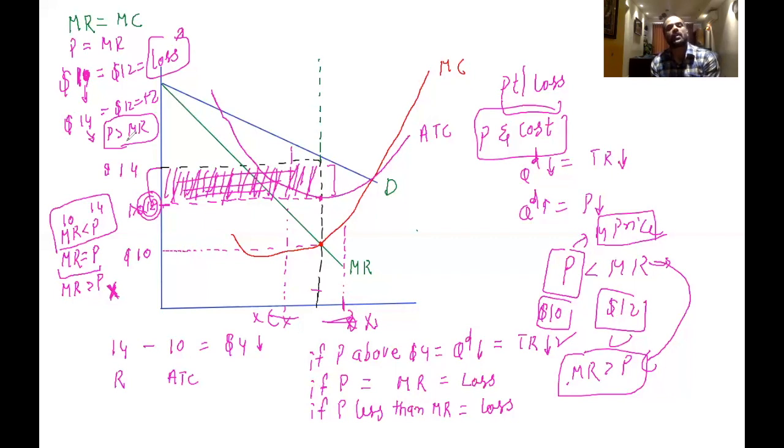So if MR equals P, you still have the opportunity to maximize the price. All right, don't keep it at 10, because this 10 is the lowest point. Try to increase the price to 14, right? But don't bring it to 16, because if you bring it to 16, your quantity demanded will be reduced.